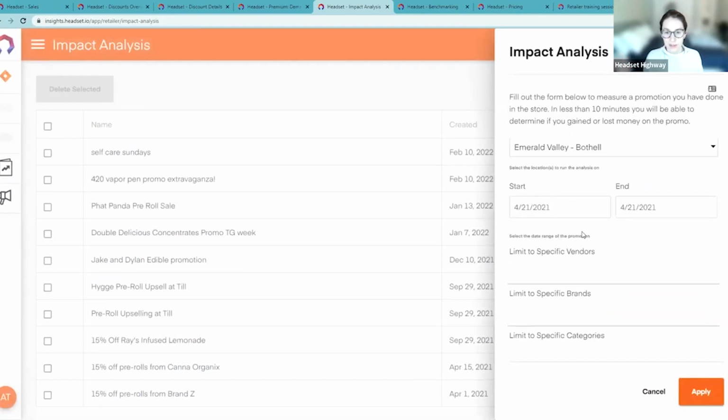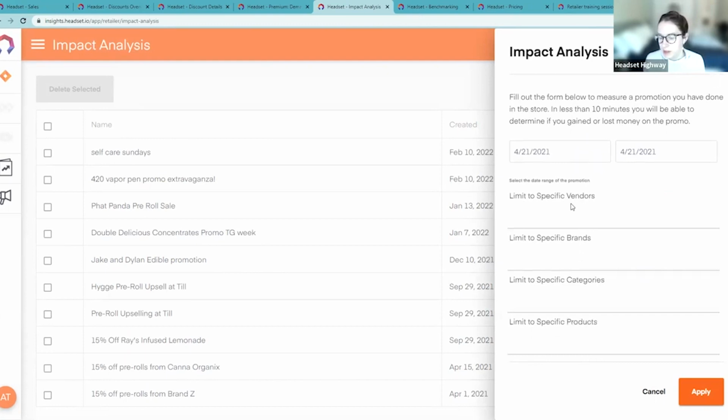But if you want to analyze, maybe you ran a promo within 1 week, you could choose the start and end date as that week. Or if you ran a promo the entire month, you could also choose that. Now here you can limit it to specific vendors, brands, categories, or even products. So if you did do a specific promo on a product, go ahead and find that there. Otherwise, I'm just going to look at the specific category of vapor pens.